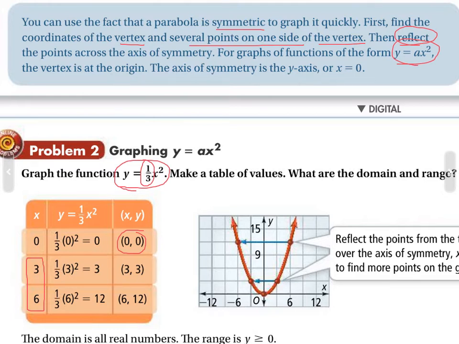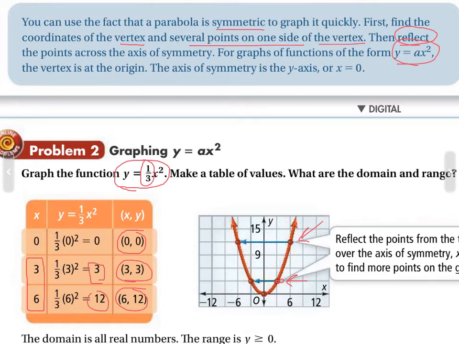So when I put in an x value of 3, notice I'm getting a y value of 3, meaning the point (3, 3) is a point on my graph. And that's this point right over here. When I put in 6, I get a y value of 12. So we've got the point (6, 12), which is this one up here.